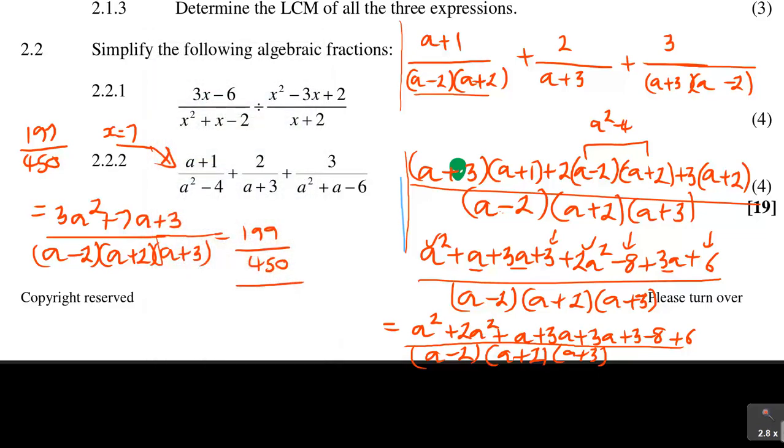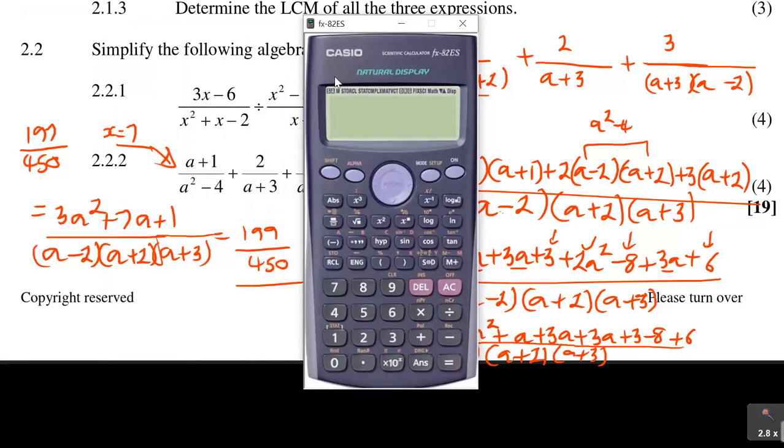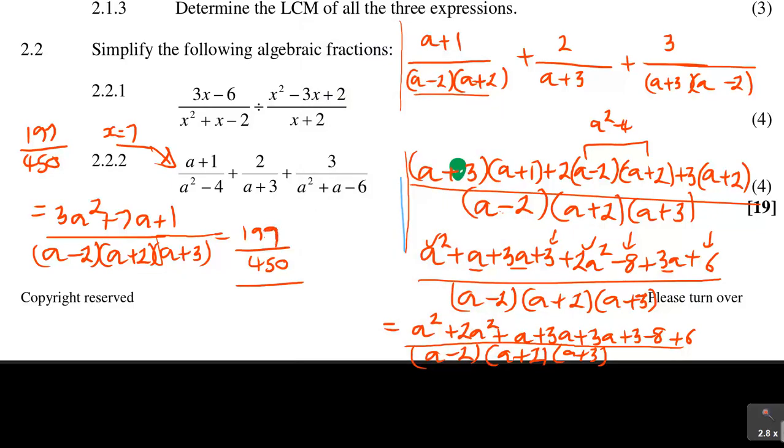I got a 3 previously, but now this is a 1, and I don't know where the error was there. So now if I try to test now with my a is equal to 7 on this one, which is 3 times 7 squared plus 7 times 7 plus 1 over, I've got 7 minus 2, then 7 plus 2, and then 7 plus 3. Then it gives me now 197 over 450. So you see that is now a 7.